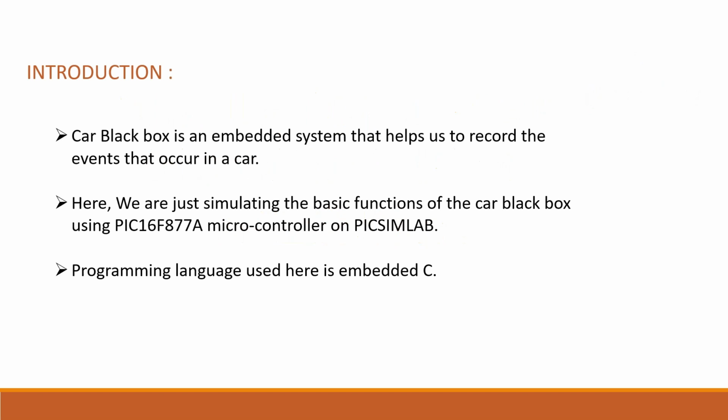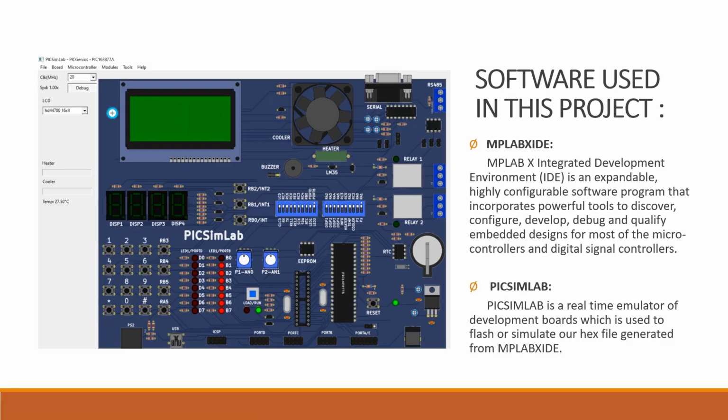A black box is basically an embedded system that helps us to record the events that occur in the car. For that I used PICSIMLAB, which is a virtual emulator, and I used a PIC16F877A microcontroller. And for programming that controller I used the embedded C programming language.